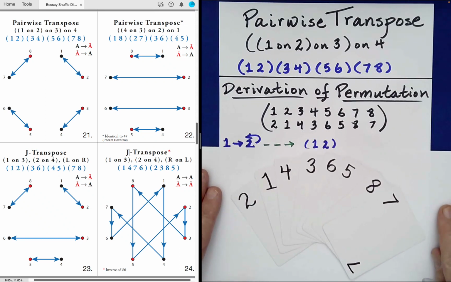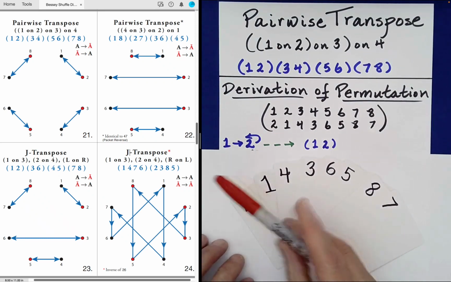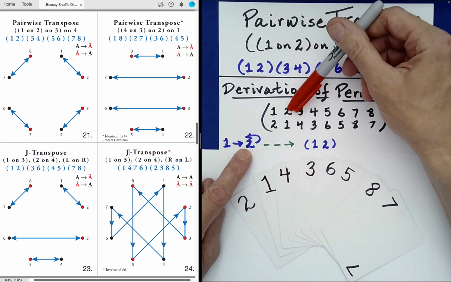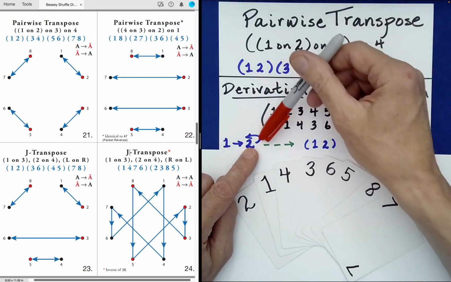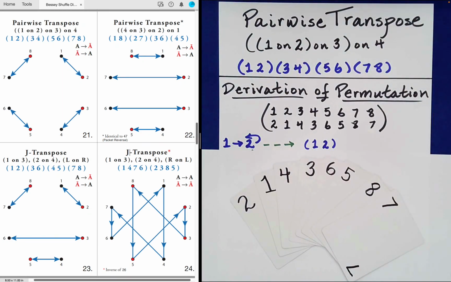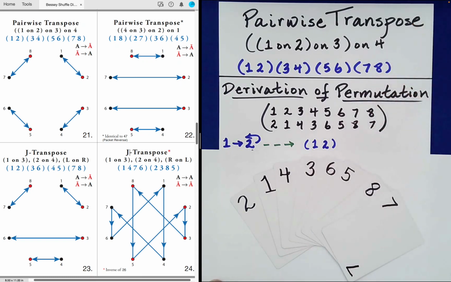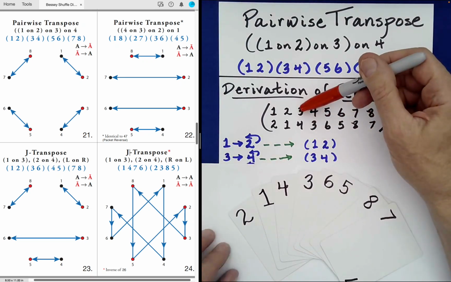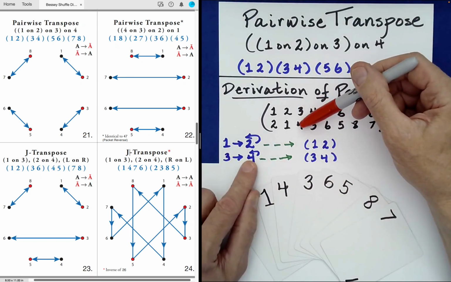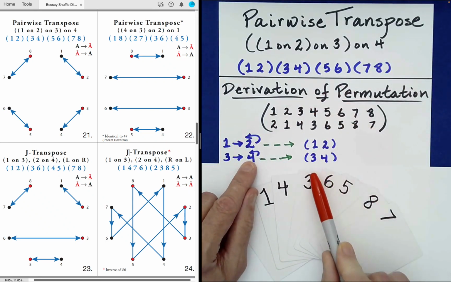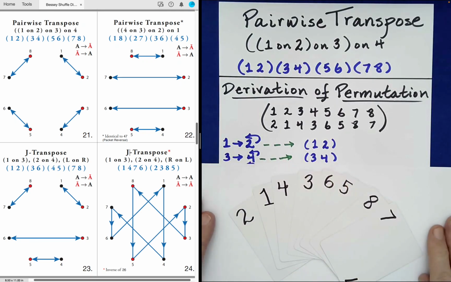Converting that to cycle notation, we find the following. 1 goes to 2, so I have an arrow from 1 to 2. 2 cycles back around to 1, so we get a completion of that cycle. It's called a 2-cycle, which is also referred to as a transposition, which is interesting if you think about the name of the shuffle. Now what happens with 3? 3 goes to 4, so I have an arrow from 3 to 4. And then 4 goes to 3. So it wraps around, completing a second 2-cycle, or a second transposition.